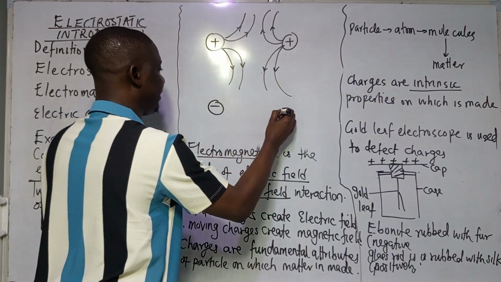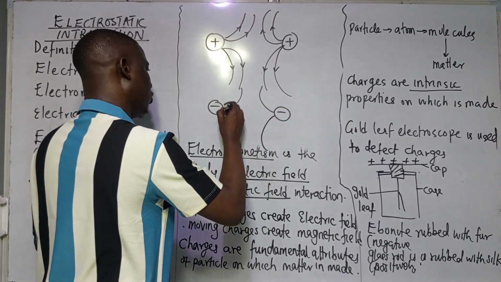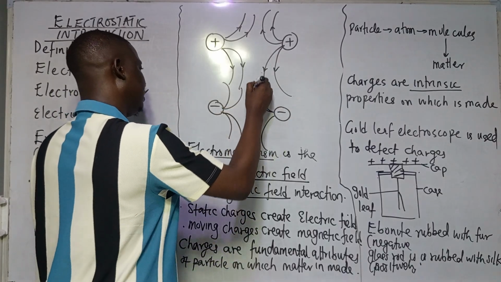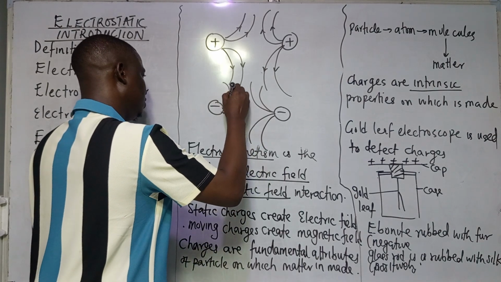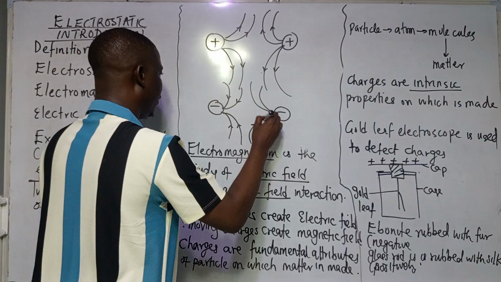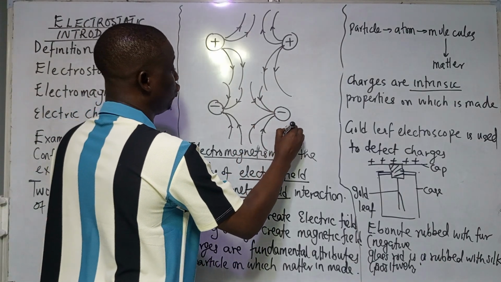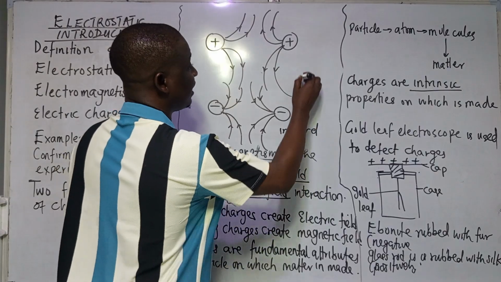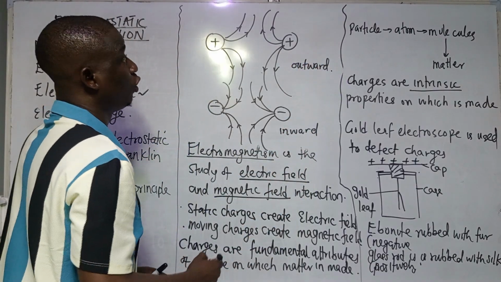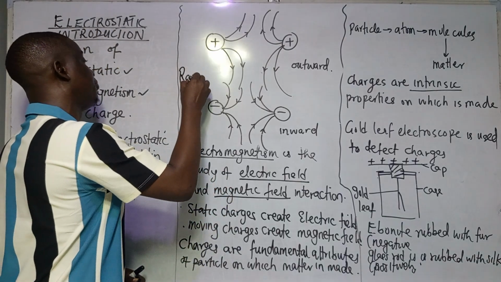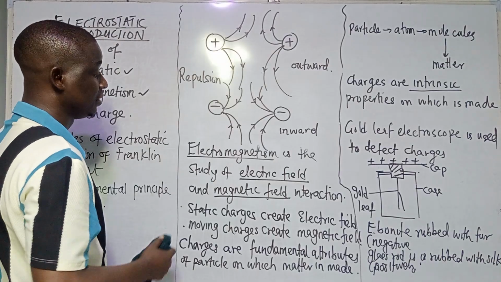Then let's say we have a negative and a negative charge here. It will also repel. The two of them will undergo repulsion normally. But in this case, the direction of the field will be inward. So it is inward for negative charges and outward for positive charges. Take note of that. It is inward, although the two of them show repulsion.